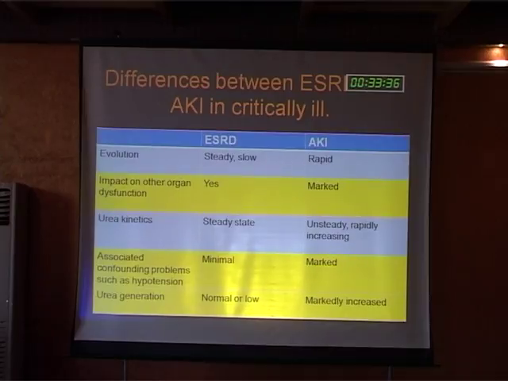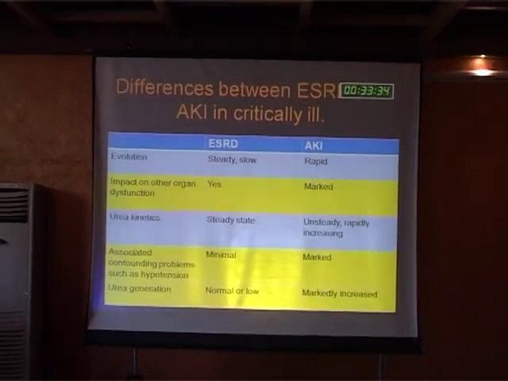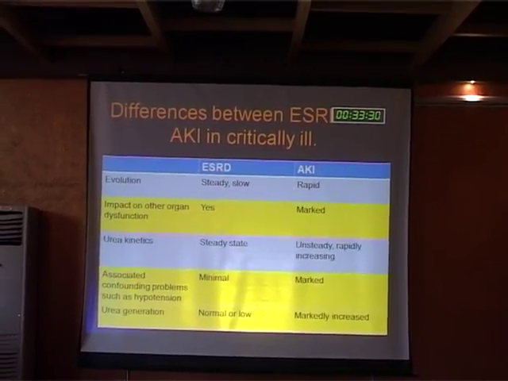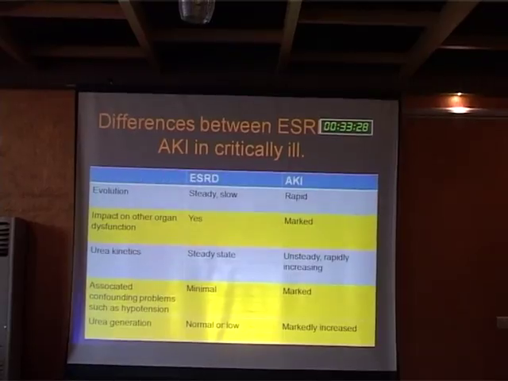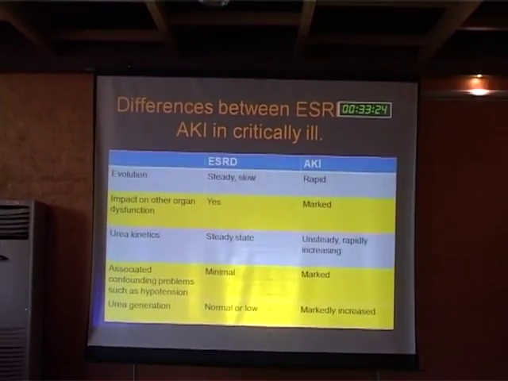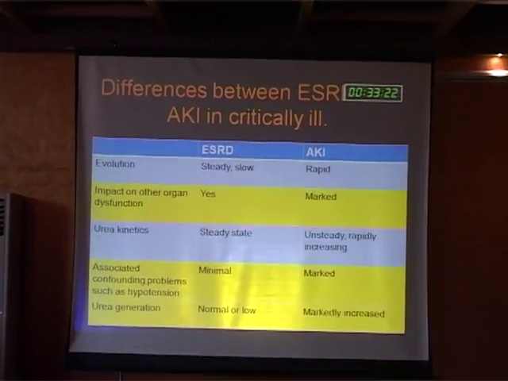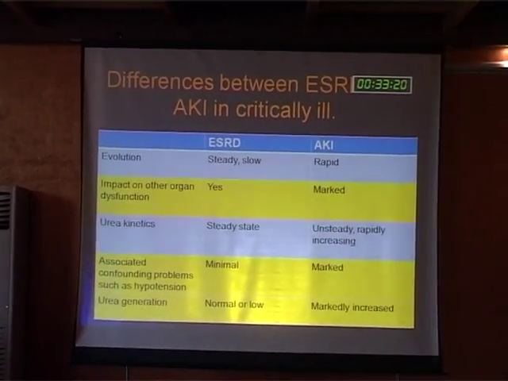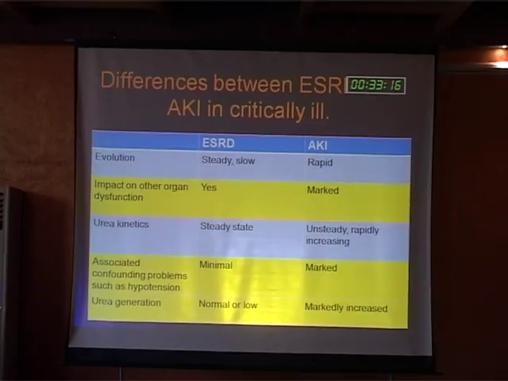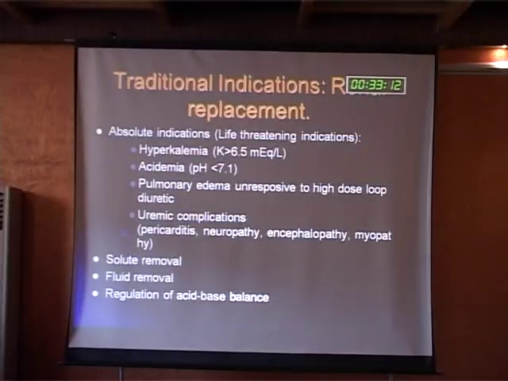And more importantly, there is a marked increase in urea generation, almost to the tune of 1.5 to 2 times higher than what we see in our regular dialysis patients. Also, the rate of rise of urea is much higher in these AKI patients. So the uremic or azotemic burden is much larger in these patients, and we have to adjust to these factors in dialyzing critically ill AKI patients.